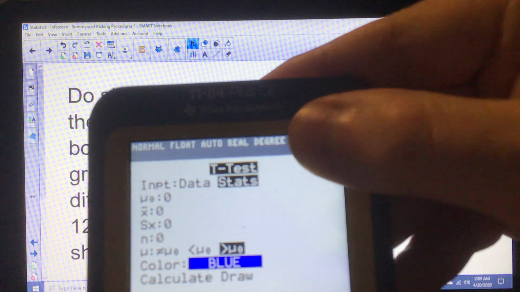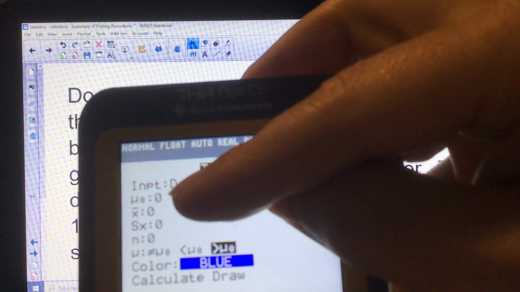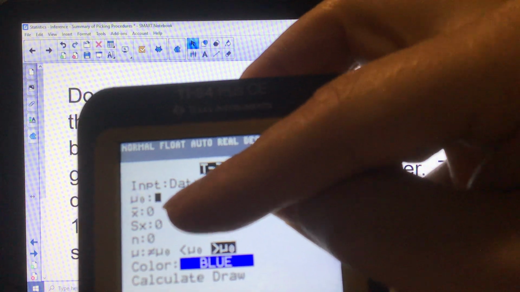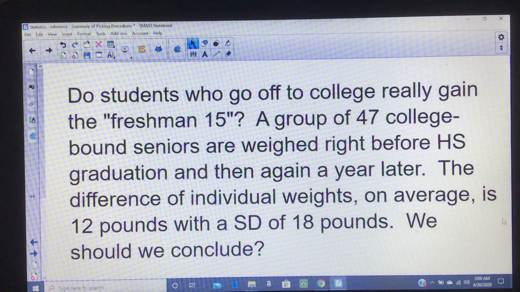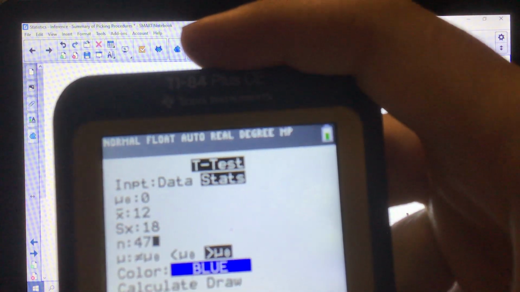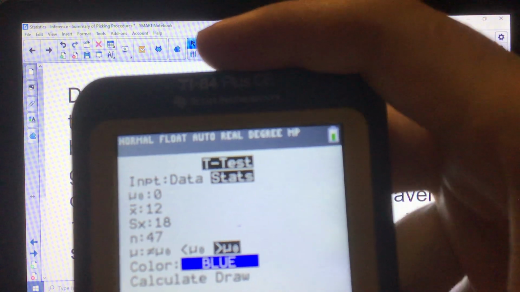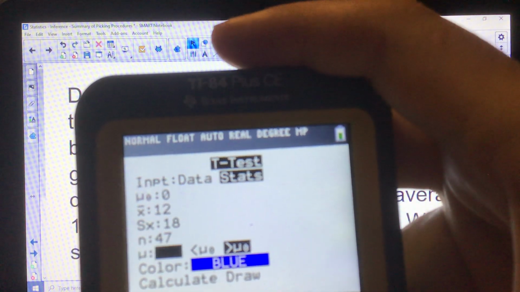I don't have the population standard deviation. So in t-test, I'm going to make the null hypothesis 0. I'm going to put in the mean difference, which was 12, the standard deviation of that list, which was 18, and the sample size, which was 47. All right, so there's all the data put in. Once again, I want to know if people are heavier, so it's still a one-sided test. Probably should have done two-sided tests because they're all one-sided in these examples, but whatever.